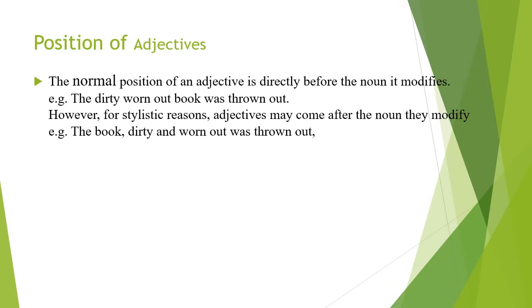The normal position of an adjective is directly before the noun it modifies. For example, the worn out book was drawn out. But also for certain reasons, we can have it coming after the noun it modifies. For example, the book, worn out, was drawn out. So you can see that coming after the book, that is our adjective. So we have 2 types.